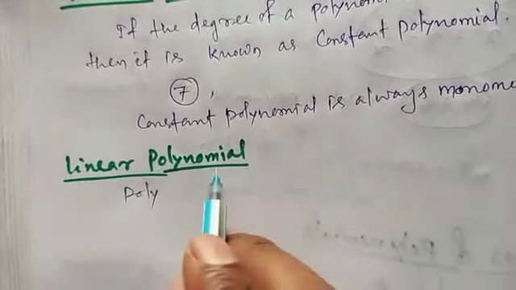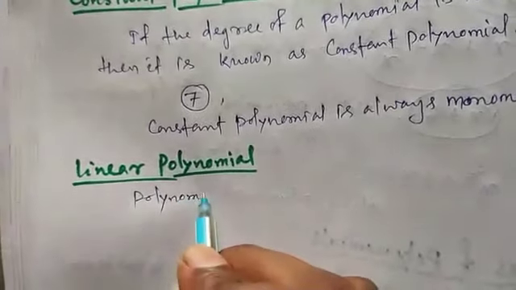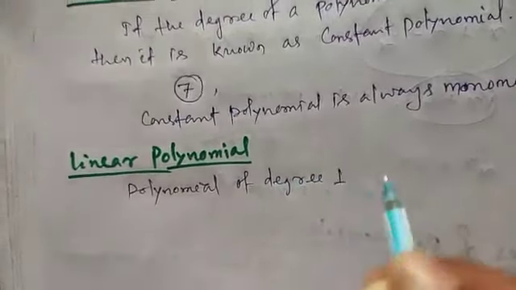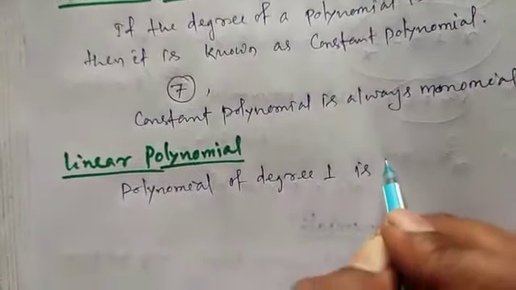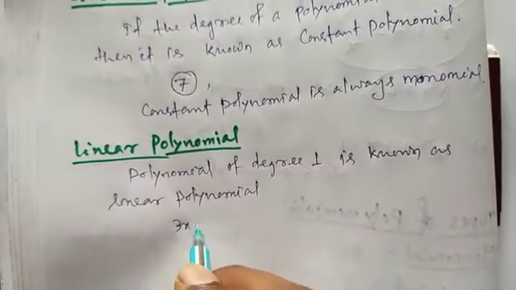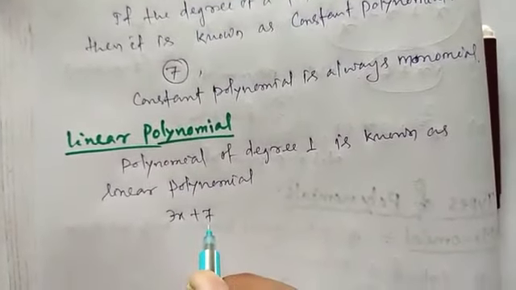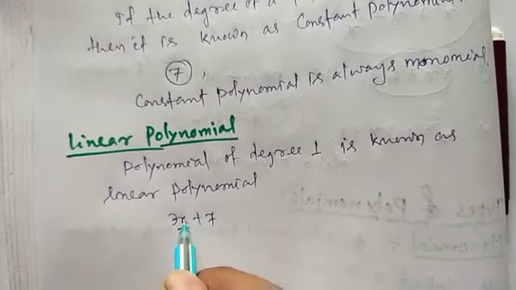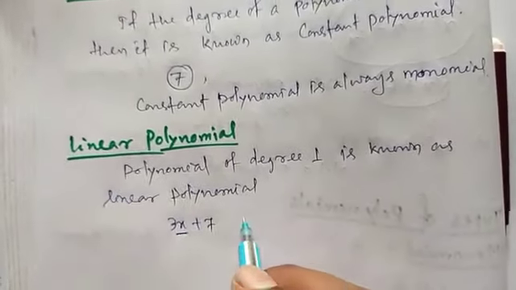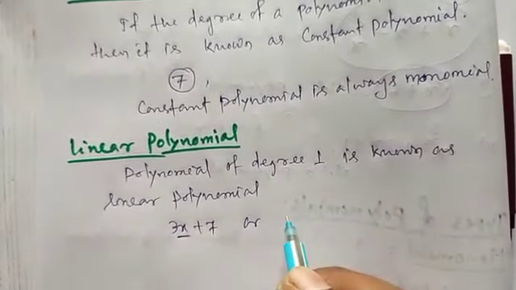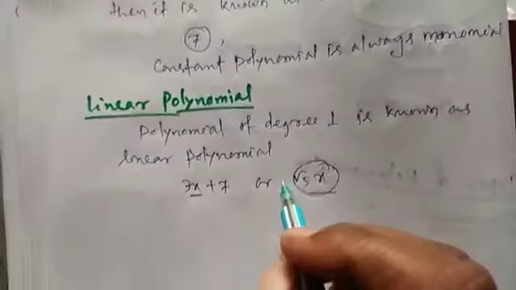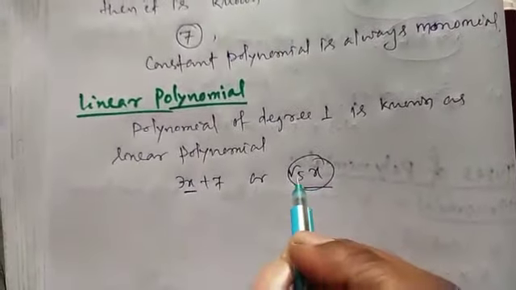So then linear polynomial. Polynomial of degree 1 is known as linear polynomial. For example, 3x plus 7, it is a linear polynomial because the variable power is 1, so it is degree 1. Or we can take root 5x, it is a linear polynomial because it is of degree 1.